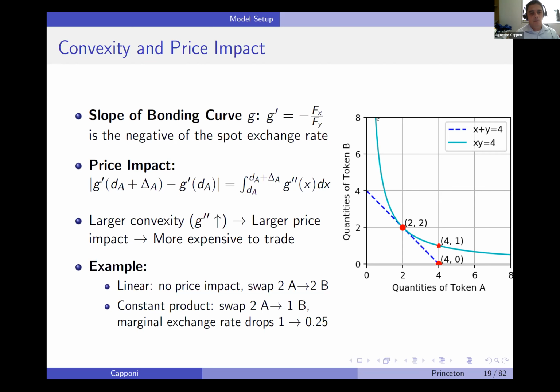The other situation is when you have a convex pricing curve, for example, the constant product function, where you insist that x times y has to be equal to a constant. In this case, if you swap 2 token A for 1 token B, then you will go from 2 to 4 and 1, right? And the marginal exchange rate is dropping from 1 to 1/4, because if you exchange 4 token A, you will get only 1 token B. So this is essentially the relation.